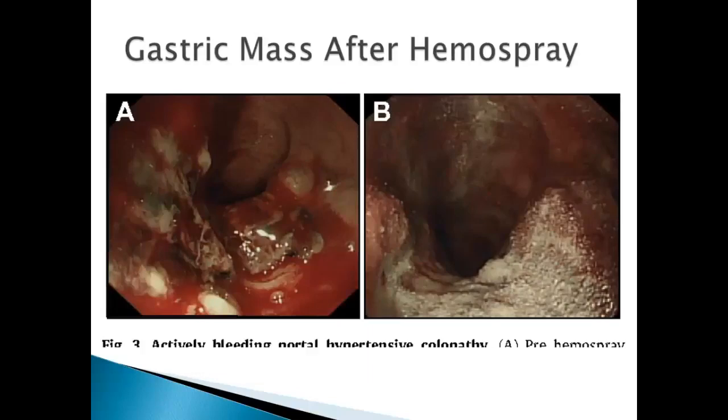And here's the bleeding lesion on the left, and then on the right you can see the Hemospray applied and hemostasis achieved. So that's what we hope to be able to do soon.